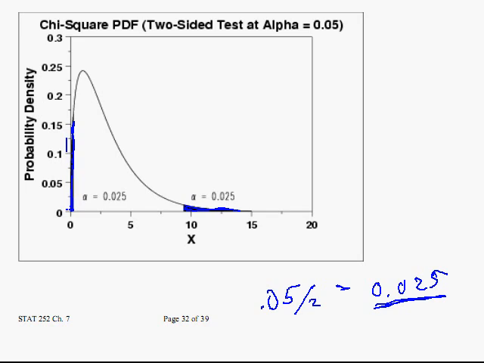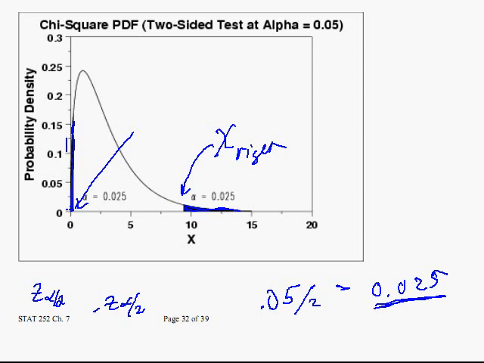Right? Before, when you found a z alpha over 2 or a t alpha over 2, then minus that value would give you the edge of the left tail. Here, you're going to have one value for the right, so that's chi, and we'll put that right here. And over here, you're going to have another value. They are not going to be the opposite of each other. Well, they couldn't be anyway because this thing has to be totally positive.